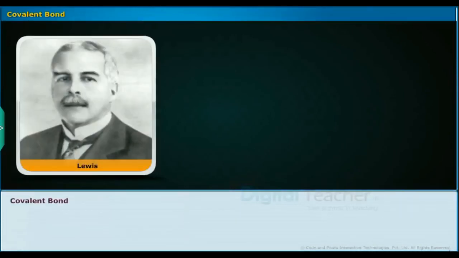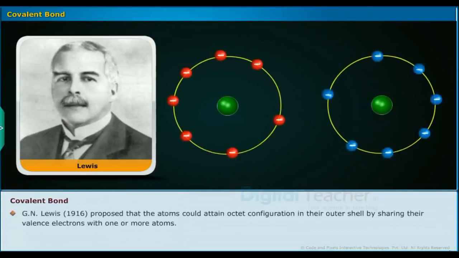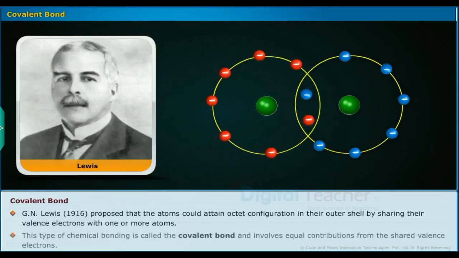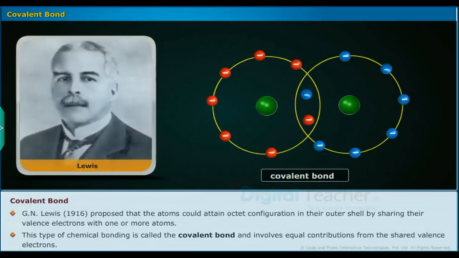Knowledge check. Let us learn about the formation of covalent bond in detail. Covalent bond. Gilbert Lewis, in 1916, proposed that atoms could attain octet configuration in their outer shell by sharing their valence electrons with one or more atoms. This type of chemical bonding is called the covalent bond and involves equal contributions from the shared valence electrons.